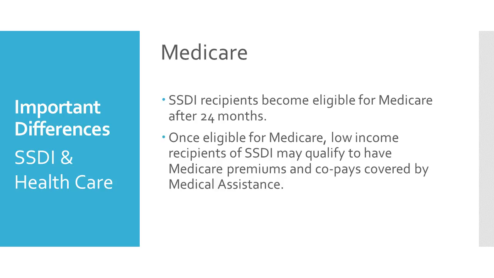Medicare, you will be offered the opportunity to enroll in automatically once you hit that 24-month waiting period. But if you want Medicaid assistance paying your premiums or copays, you do actually have to apply for that. There's nothing to keep you from applying for medical assistance during that 24-month waiting period, and you will have to meet the medical assistance financial eligibility criteria.